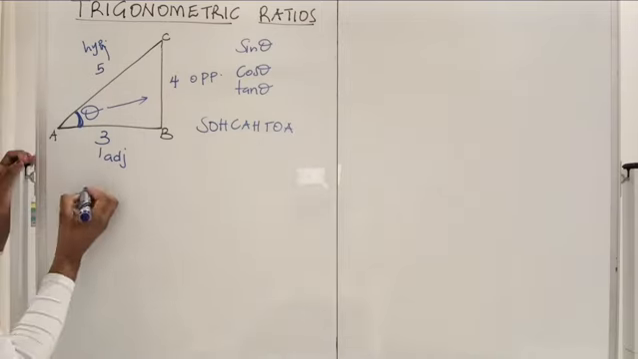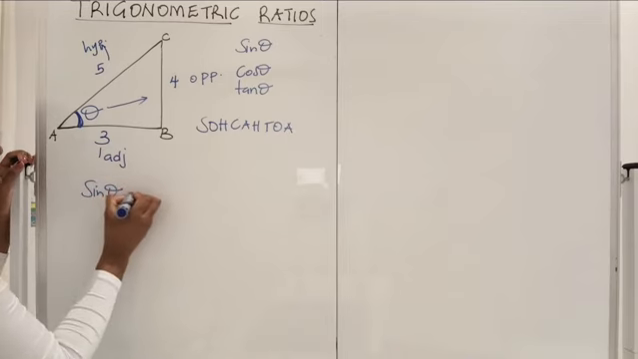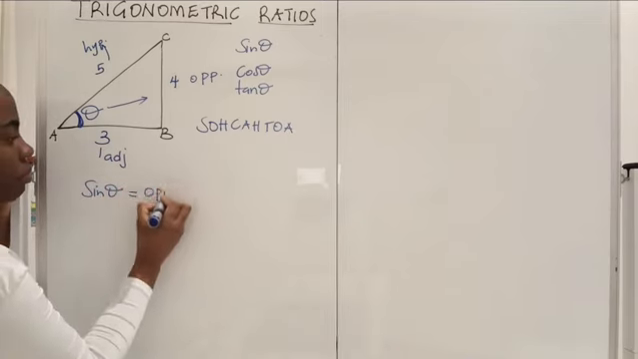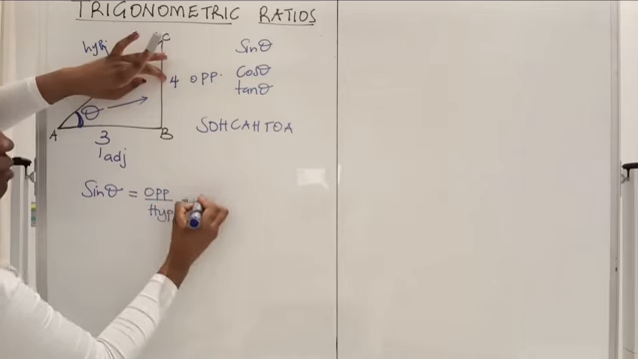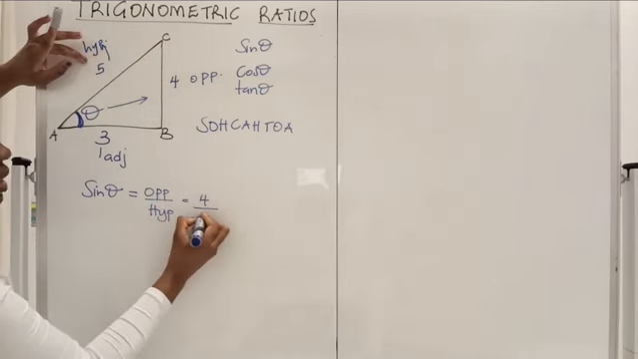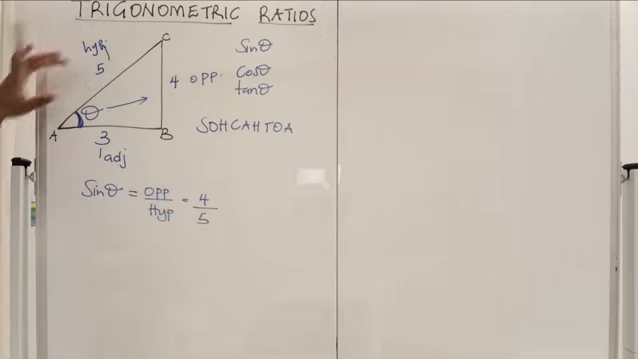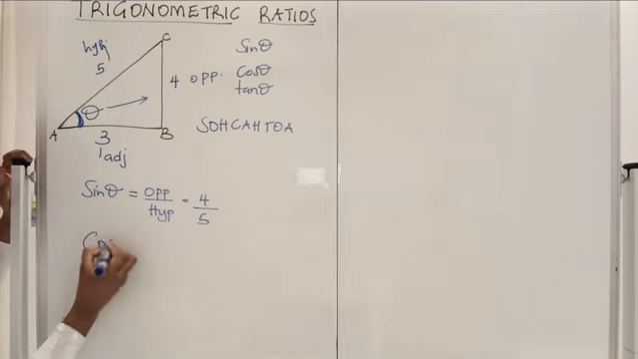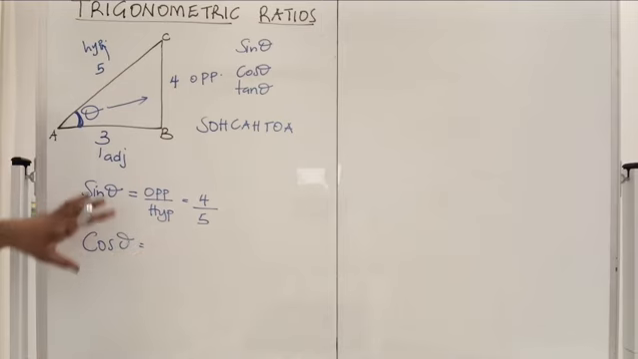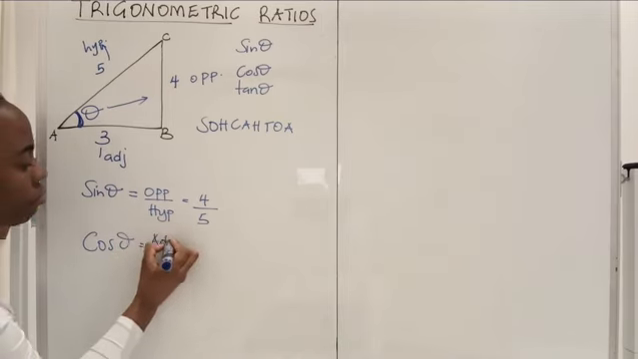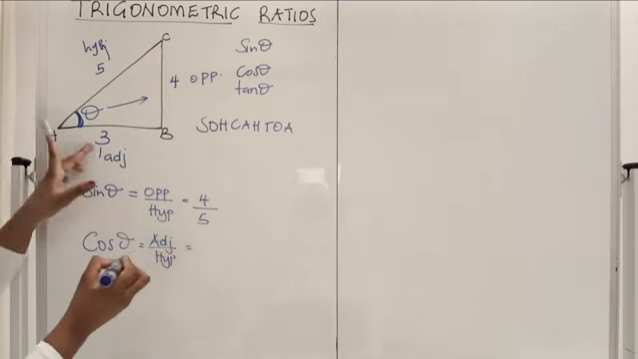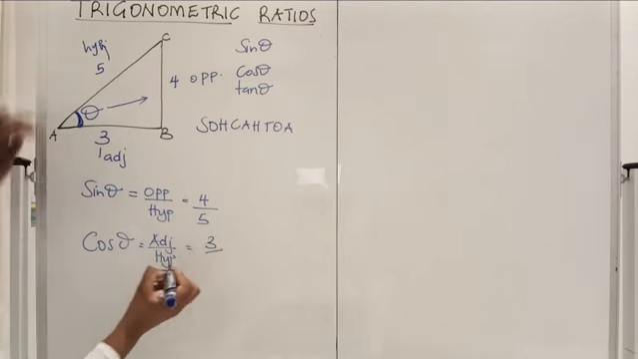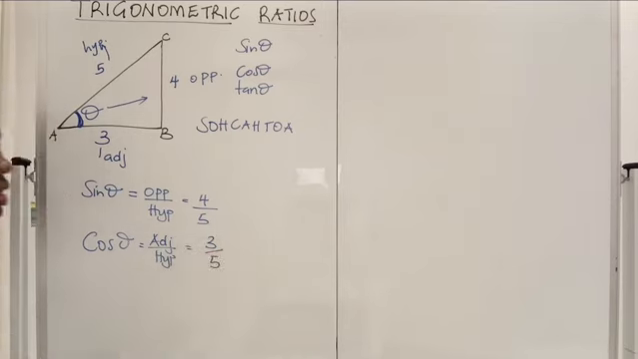So what is sine theta? Sine theta is equal to opposite over hypotenuse, and our opposite here is 4, and the hypotenuse is 5, so sine theta is equal to 4 out of 5. What about cos theta? Cos theta is equal to adjacent out of hypotenuse. Our adjacent is 3 and the hypotenuse is 5. Therefore, cos theta is equal to 3 out of 5.